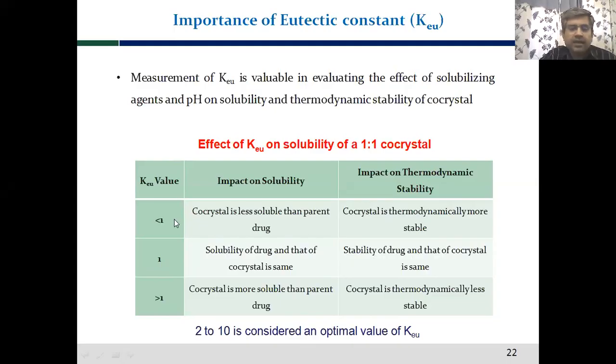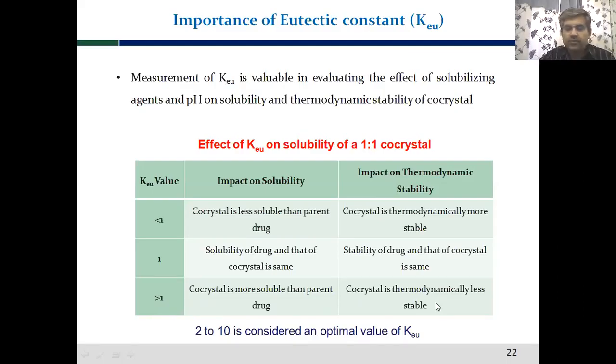But if the K eutectic is less than 1, it means the co-crystal is less soluble than the parent drug, and the co-crystal will be thermodynamically more stable than the drug per se. And if the K eutectic value is greater than 1, then the co-crystal is more soluble than the parent drug, and the co-crystal is thermodynamically less stable than the API alone.